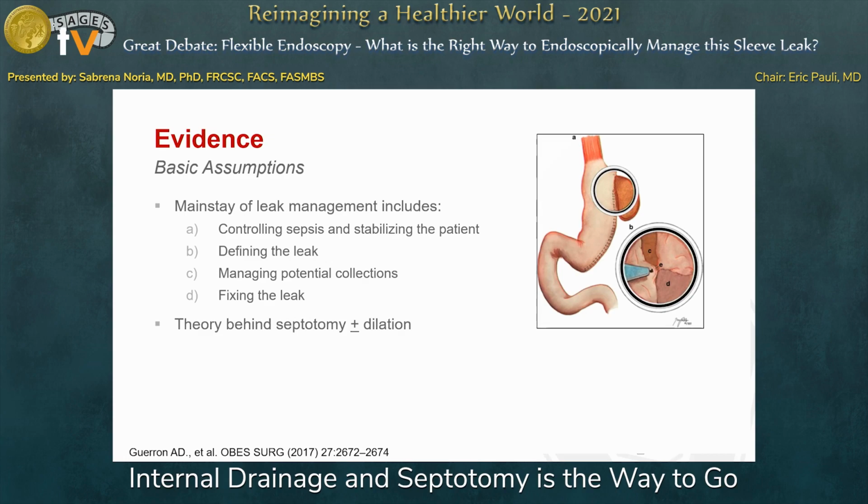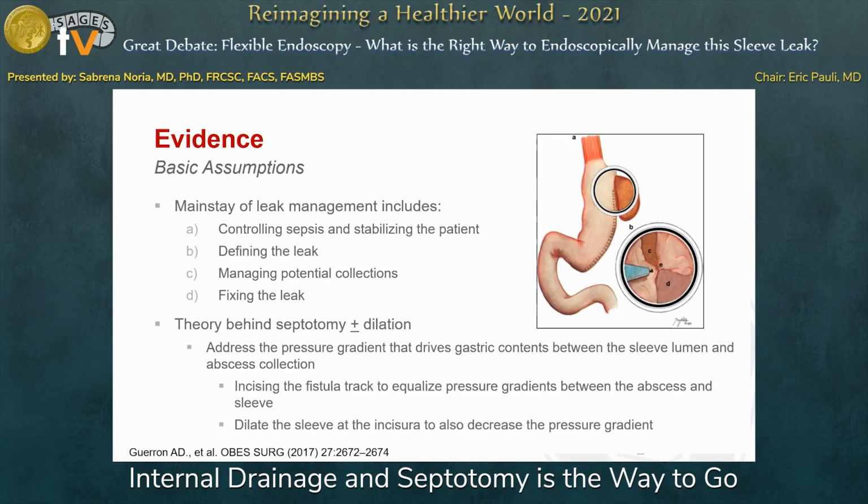In terms of the mainstay of management, as Dr. Fung outlined, controlling sepsis and stabilizing the patient is important, defining the leak, managing potential complications, and fixing the leak. So the theory behind septotomy plus or minus dilation is that you address the pressure gradient that drives gastric contents from the sleeve into the abscess cavity. You address it by incising the fistula tract to equalize the pressure between the cavity and the sleeve, and then also dilating the distal sleeve to decrease the pressure in the sleeve itself.